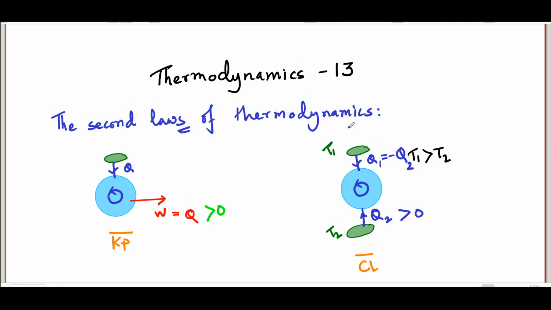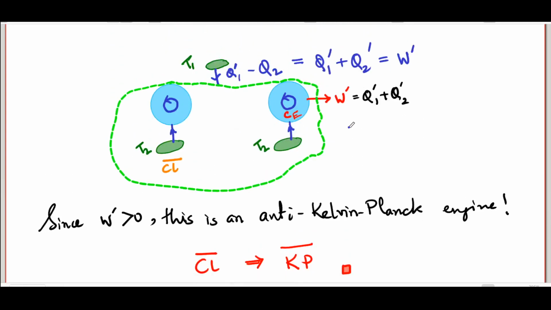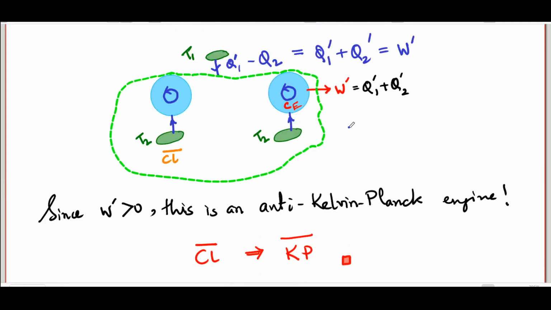We had shown in the previous lecture that these two statements are equivalent. I'm not going to repeat the proof all over again, but basically what you can show is that if you have an anti-Clausius engine and a standard run-of-the-mill Carnot cycle, a reversible engine which runs between two reservoirs, you can use it to build an anti-Kelvin-Planck engine. Also, you could show that if you have an anti-Kelvin-Planck engine and a standard run-of-the-mill refrigerator, you can use that to build an anti-Clausius engine.